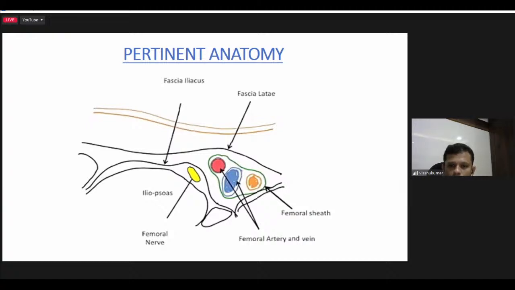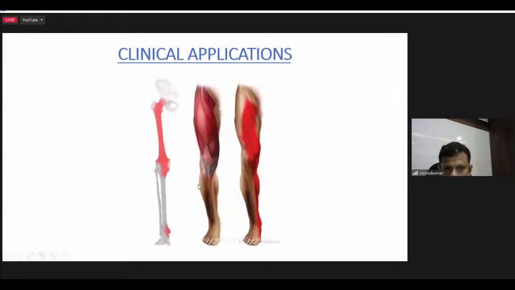Whatever nerve you name, femoral nerve, popliteal sciatic nerve, everything, even in the foot and ankle, all the nerves are located lateral to the vascular bundle. Okay, so I hope you have understood this image. And now let us go.